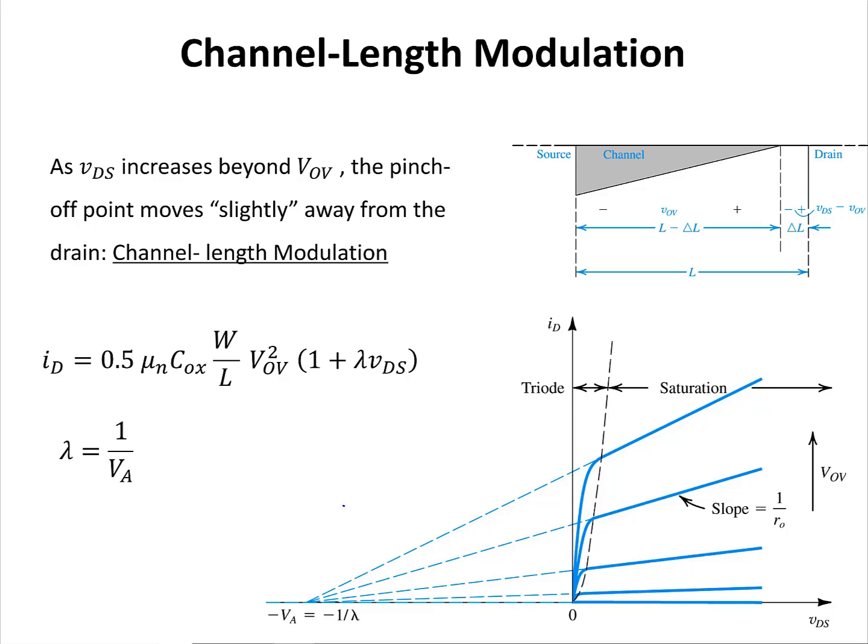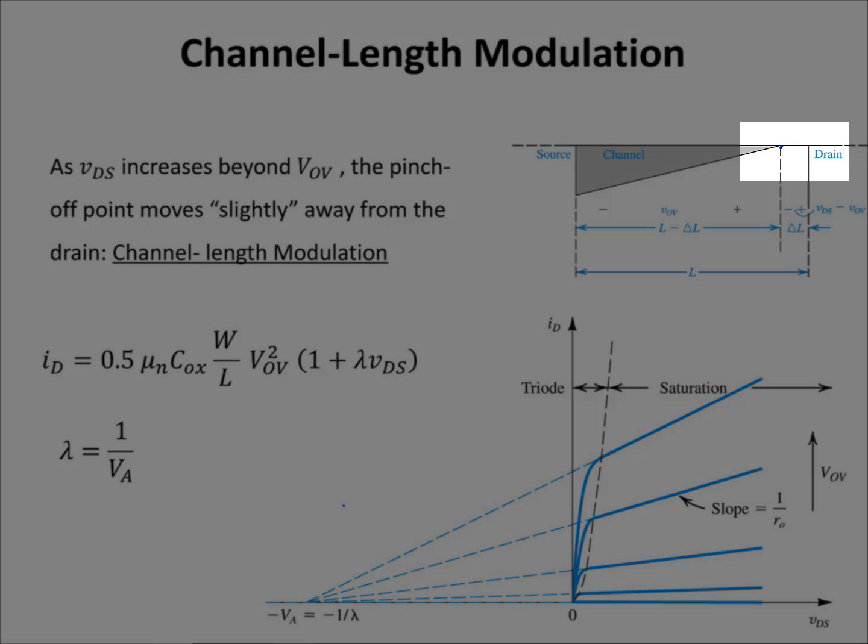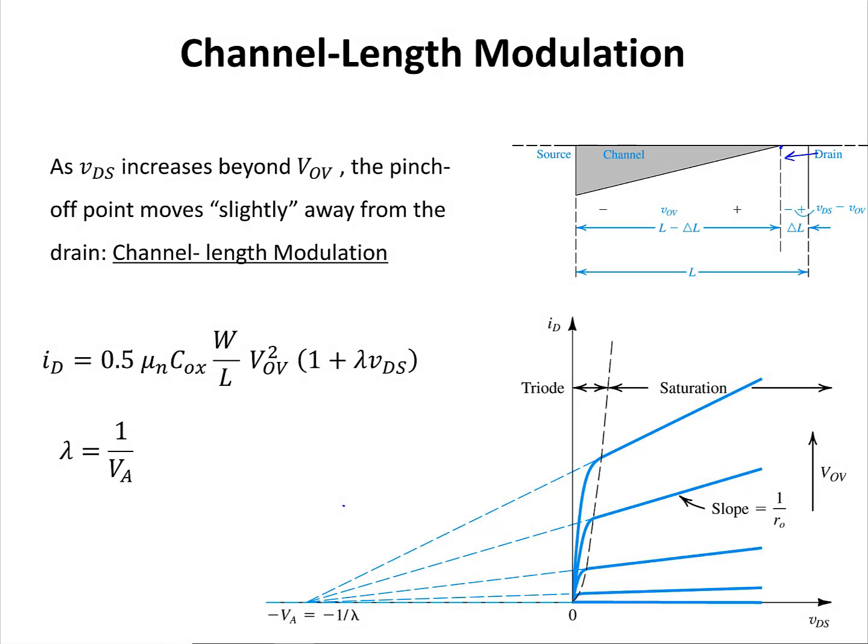MOSFETs have another feature called channel length modulation, and that is as VDS increases beyond V overdrive, this pinch off point moves away from the drain. This phenomenon is called channel length modulation, and because the channel length decreases, the drain current is going to increase. To take that effect into account, the drain current is revised to this equation. So in the saturation region, the effect of VDS is taken into account for calculating the drain current.